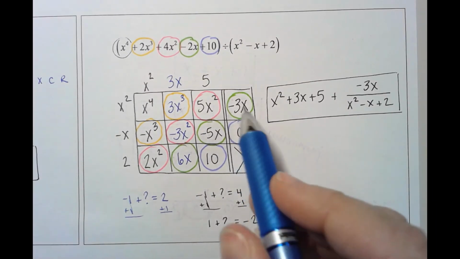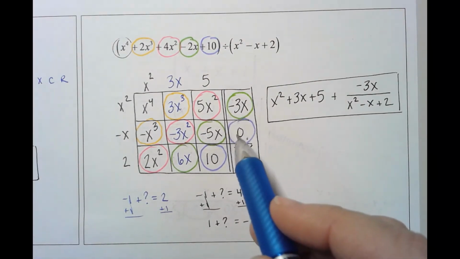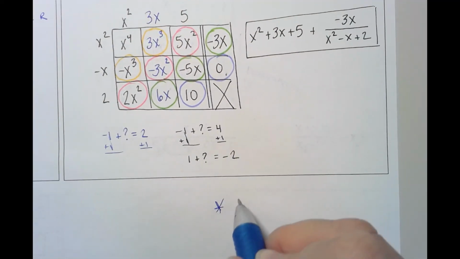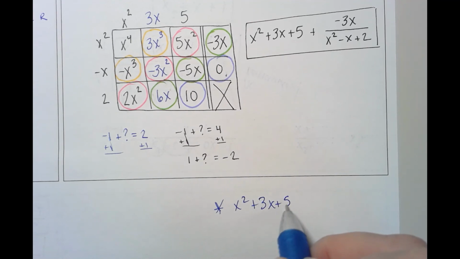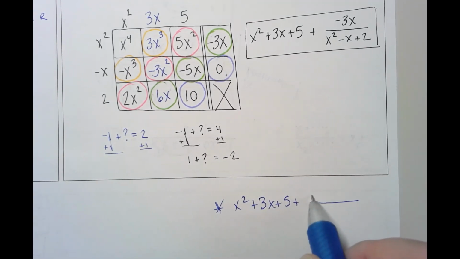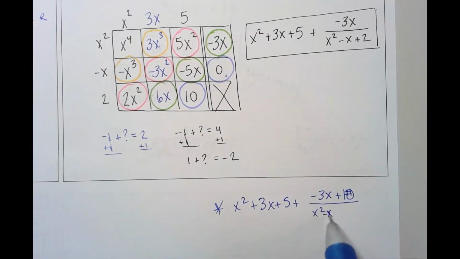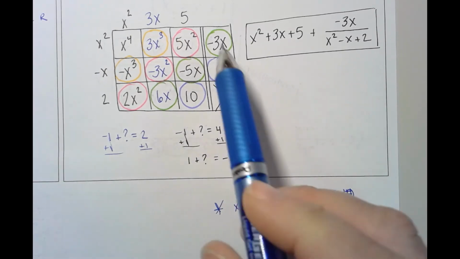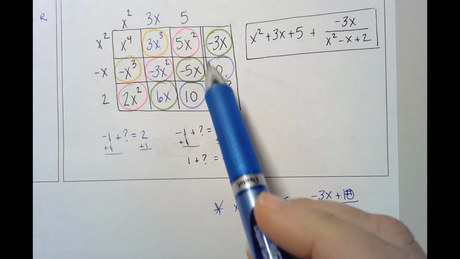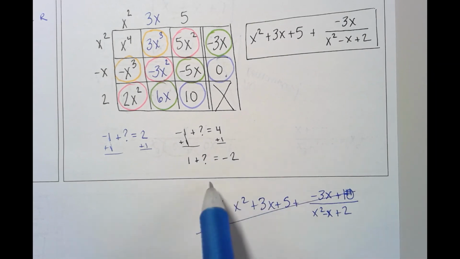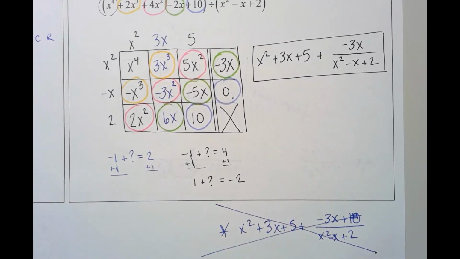So, for instance, if this was a negative 3x, and let's say that was a 10, then my answer would look like this. X squared plus 3x plus 5, and then my remainder would be negative 3x plus whatever that number is. I called it a 10, all over x squared minus x plus 2. So we don't need two separate fractions. We're just going to say this is what's left over, these two terms. So we'll put those two terms over that divisor. So I know that wasn't the answer. I just thought it would turn out a little bit differently.